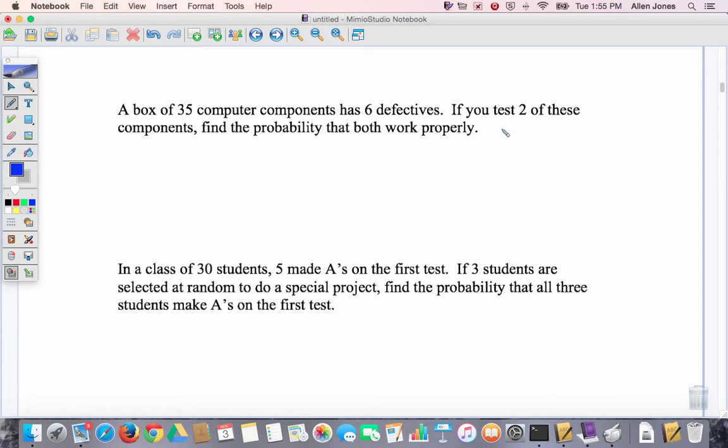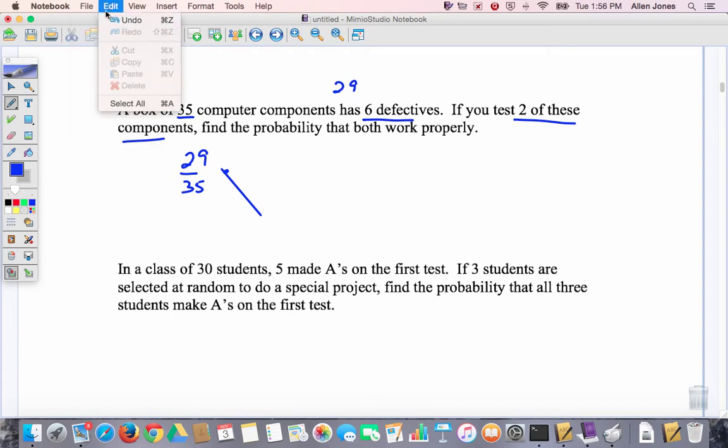Back here at the top, a box of 35 computer components has 6 that are defective. You test 2 of these components, so testing 2 separate components. Find the probability that both work properly. Okay, so the first thing to note, if 6 are defective of the 35, that means that 29 work properly. So the probability the first one we select works properly is 29 out of the 35. From here, like I just said, we're not going to select the same computer component twice. We're selecting 2 different ones. So we already selected one that works, which means there are 28 left that work and 34 total.